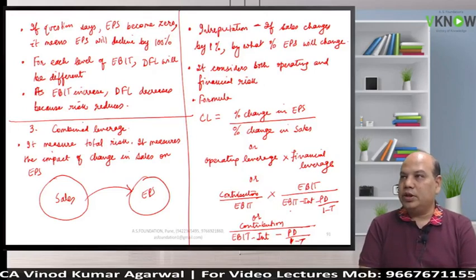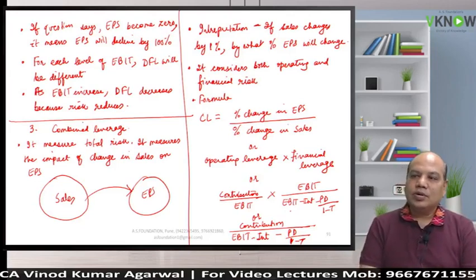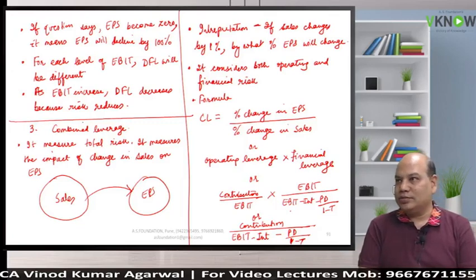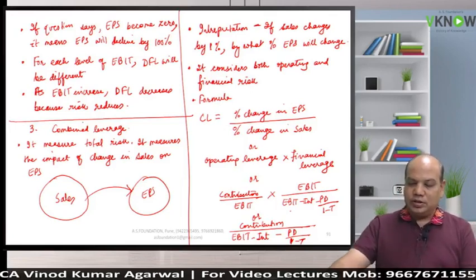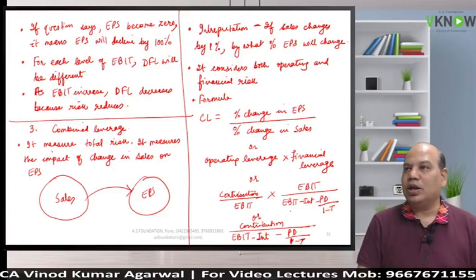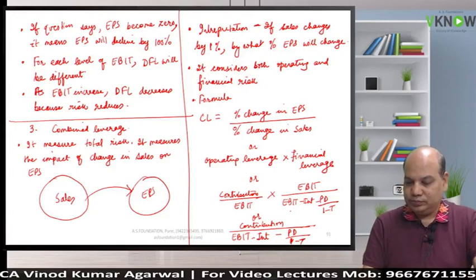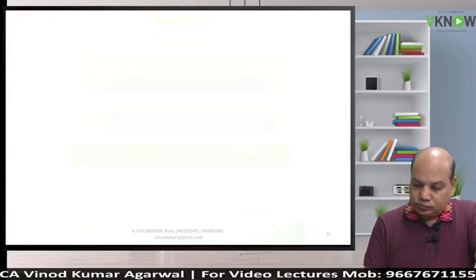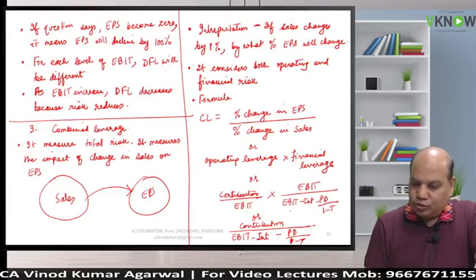So these are the three types of leverages. Leverages are the study of operating risk, financial risk and total risk. Higher the leverage, higher the risk. Lower the leverage, lower the risk. So investors can take investment decisions by looking at the leverages. Write down a few more lines. Have you noted up to this?